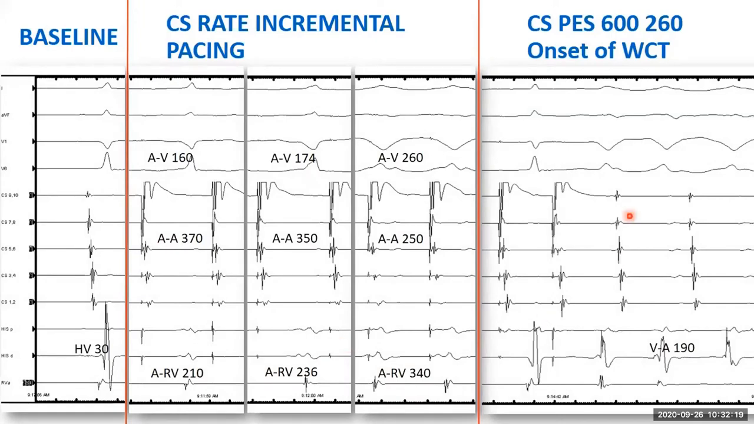On the right, we see the onset of wide complex tachycardia, which was the antidromic tachycardia that we saw. The first beat is subtly pre-excited. Then we observe block through the AV node and exclusive conduction down the accessory pathway. And then from then on, tachycardia commences.